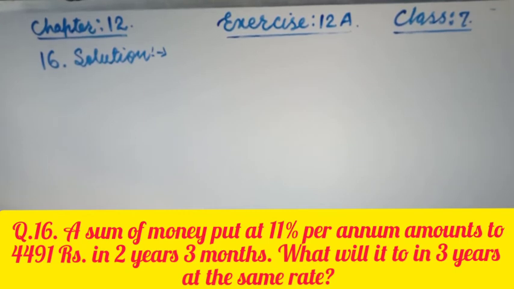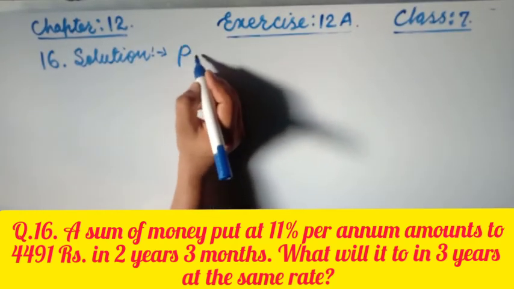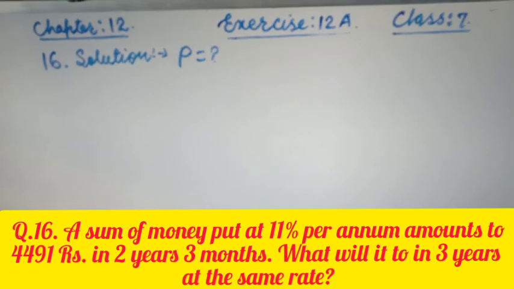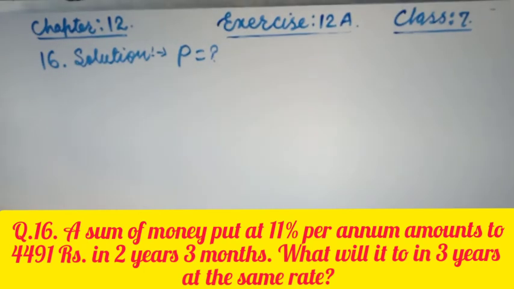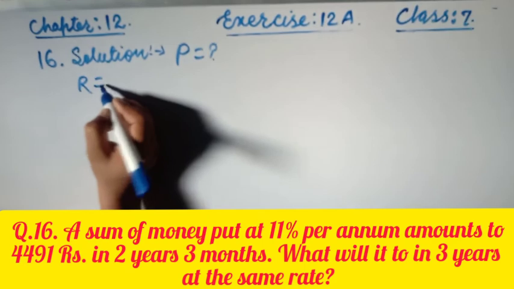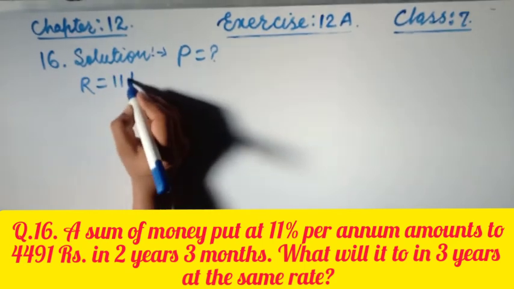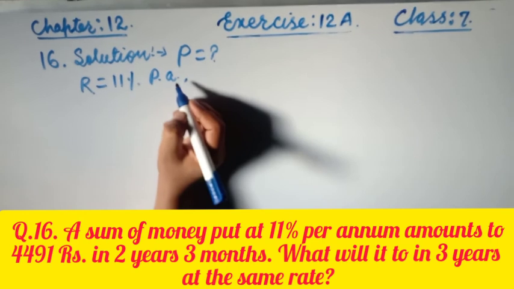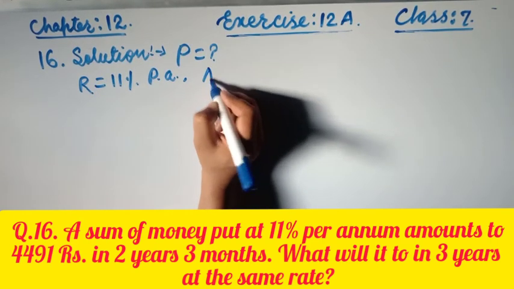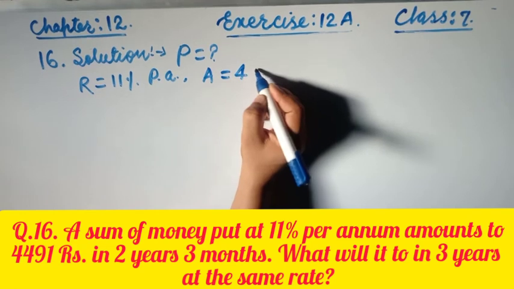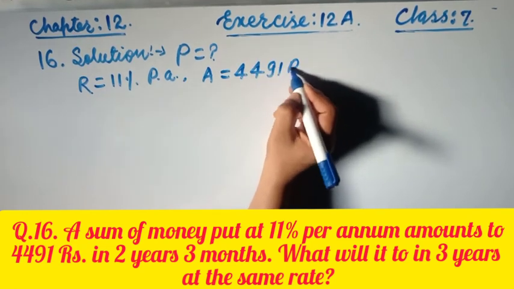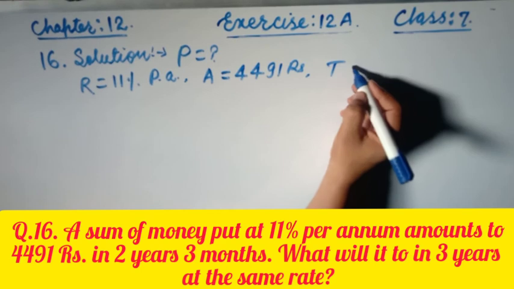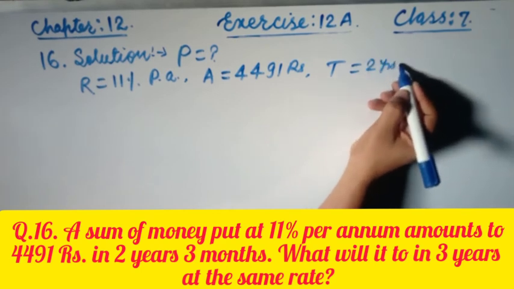Here the sum of money put is unknown, friends, that is P. We first have to find P, then we can find the amount that is required. First we have to find P from the given. R is given, friends: R is equal to 11% per annum. Now the next is amounts to: amount A is equal to 4,491 rupees, and time is given, friends, time is equal to 2 years and 3 months.